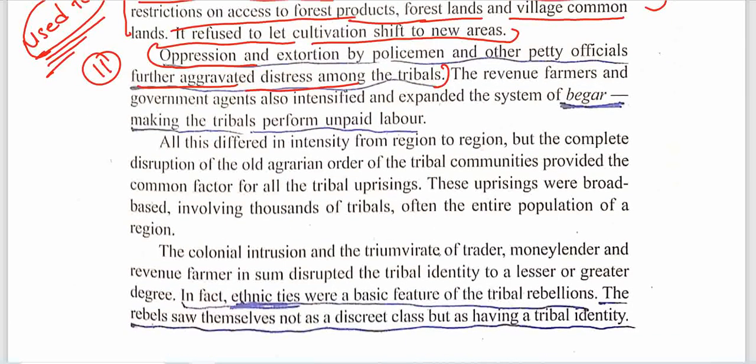The revenue farmers and government agents also intensified and expanded the system of begar. What is the meaning of begar? Unpaid labor. This will be important as well. I will definitely add it in my notes.